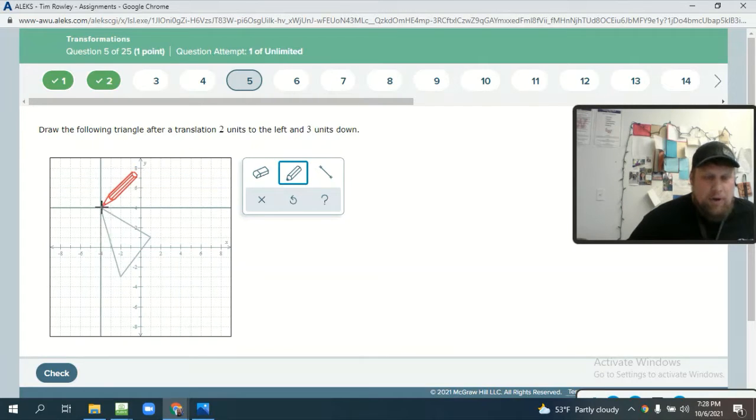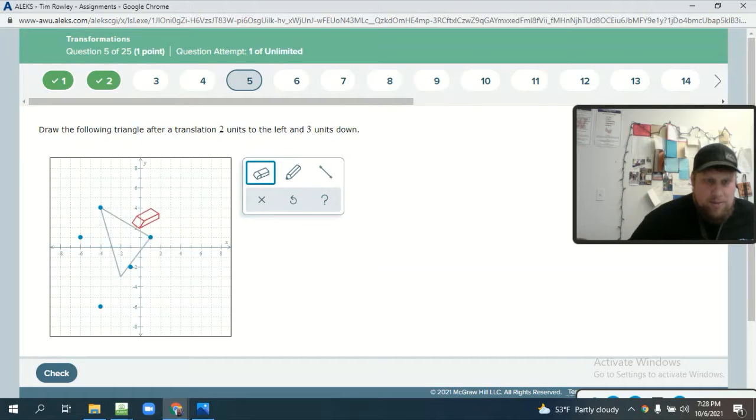So I'm going to take this point, and I'm going to go 2 to the left and 3 down. 1, 2, 3. Boom. I'm going to take this point right here, and I'm going to go 2 units to the left, 1, 2, and 3 down. 1, 2, 3. I'm going to take this final point right here. I'm going to go 2 units left, 1, 2, and 3 down. 1, 2, 3. Okay, now watch what we can do in here.